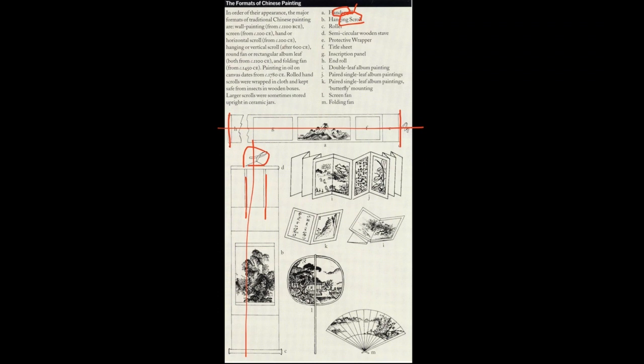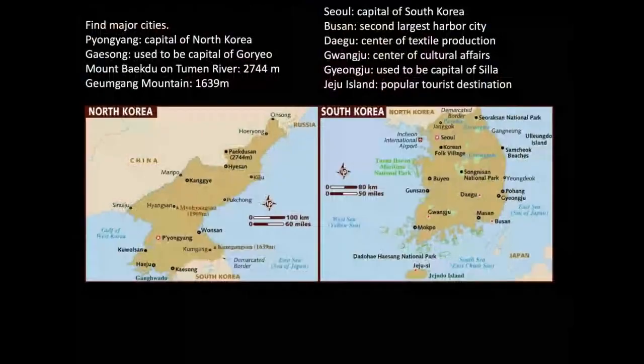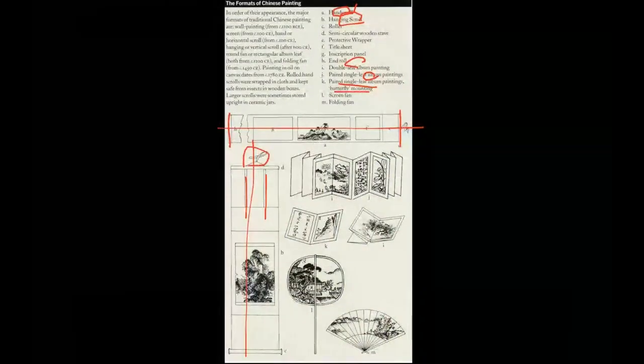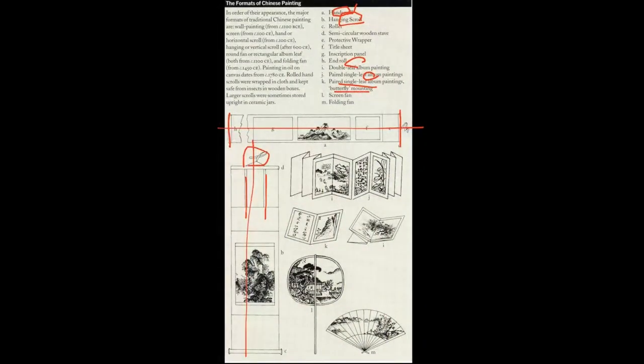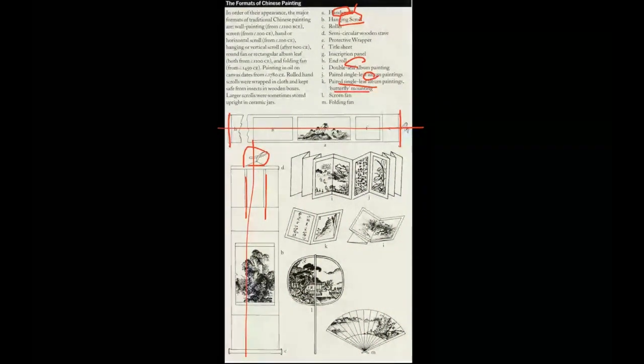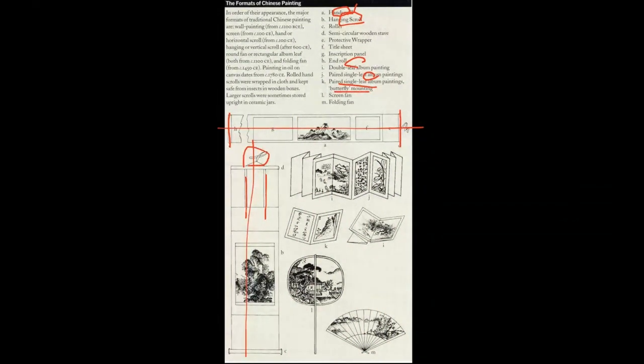Or you can have this type of accordion-shaped book format. It's either double leaf, a continuous one, or single leaf, which is one each. So you can have this kind of folded book album, or you can have a butterfly mounting, just these two, and then you can combine them, six or seven of them, and bind them together. Or you have a fan, this kind of fan, or a folded fan. So these are popular pictorial formats.